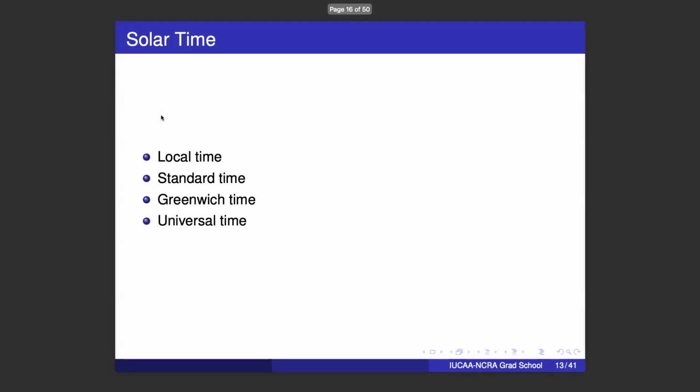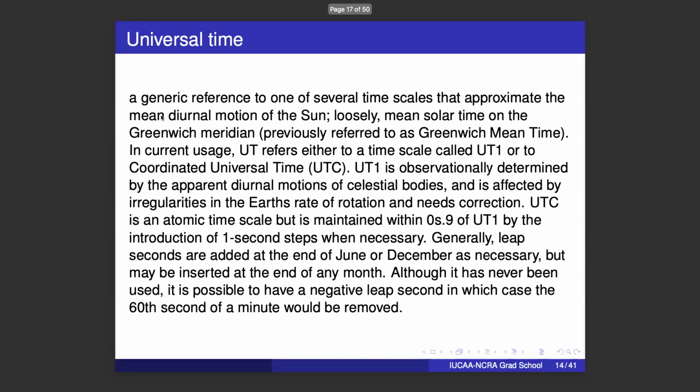So then astronomers said, no, we need our own time. And they called it universal time. Now universal time is really very close to Greenwich time. For all practical purposes it's almost identical, but not quite, because it is a time scale that basically approximates the mean diurnal motion of the sun.